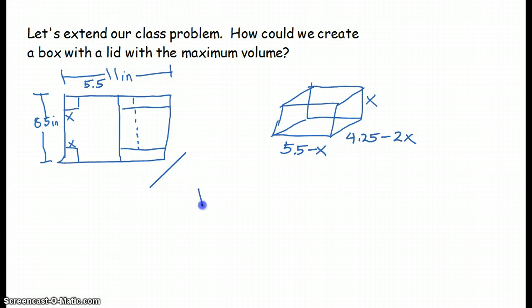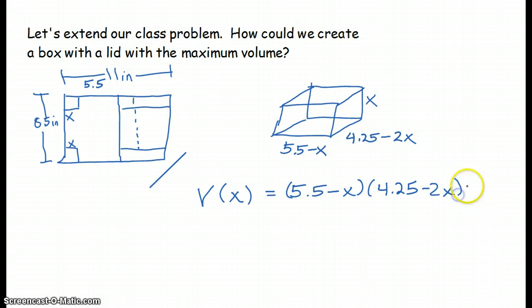So to get the equation for my volume, notice this time my x is going to be my height, right? So I'm doing it in terms of height. But I'm still going to find the volume the same way. It'll be 5.5 minus x times 4.25 minus 2x times x. And then I could go plug this in and find my maximum just like I did on the last question.